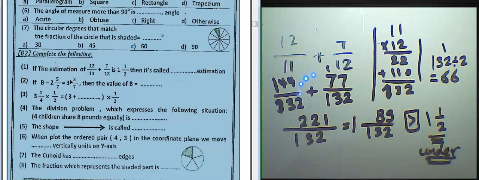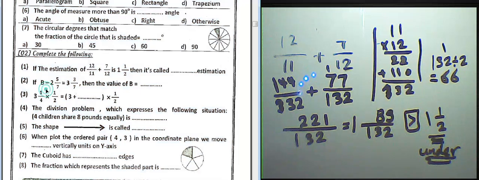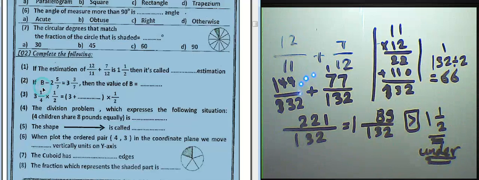Okay, here. Question number 2. If b subtract 2 and 5 over 7 equals 3 and 3 over 7, then the value of b equals. To find the value of b, here we call it the minuend. To find the minuend, we must add the subtrahend to the difference. We must add them. We have like denominators.